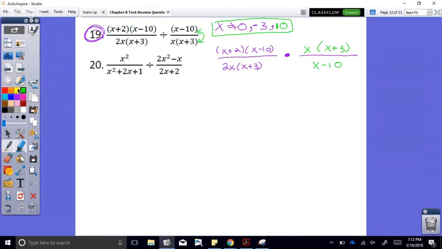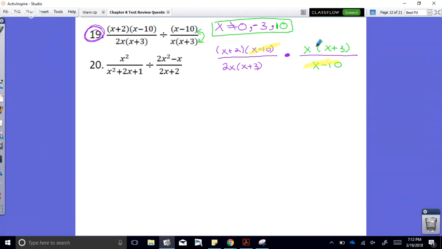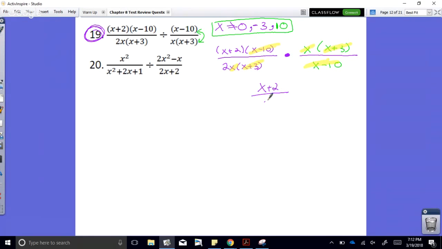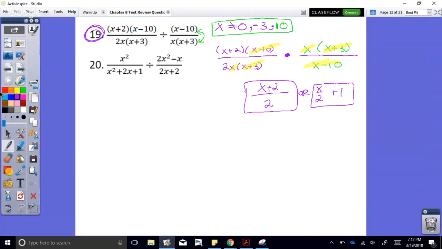We're going to look and see, do any of these things cancel? So I've got an x minus 10 in top and bottom. I have an x in top and bottom. And I have an x plus 3 in top and bottom. So if you get rid of all of those things, you're left with an x plus 2 all over 2. Okay, so you can circle that, or if you wanted to, you could write it as x over 2, and 2 divided by 2 would be 1. Okay, so I'll take either one of those answers.